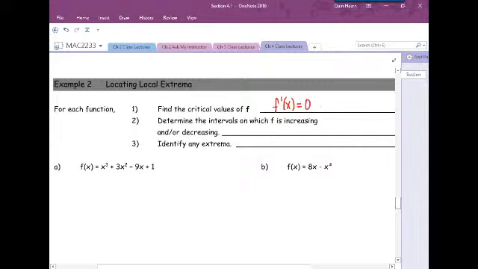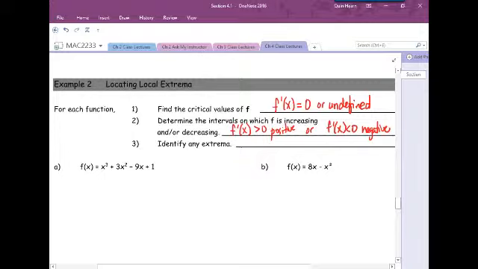Okay. So now we're going to apply this idea. We're going to find the critical values of f. How do you find critical values of f? You look for values where f prime is equal to 0 or undefined. Okay, we're going to determine the intervals on which f is increasing or decreasing. How do you do that? Increasing means f prime of x is greater than 0, or positive.